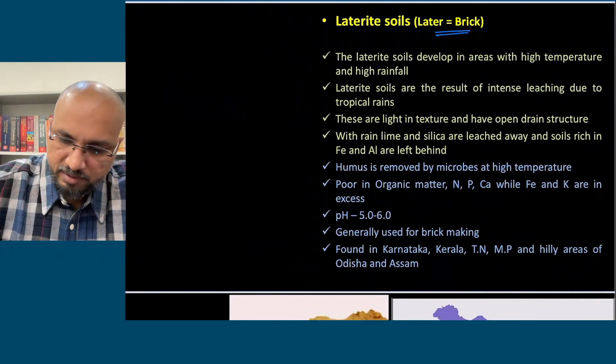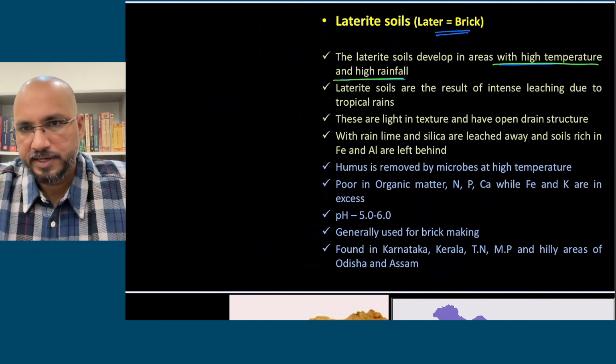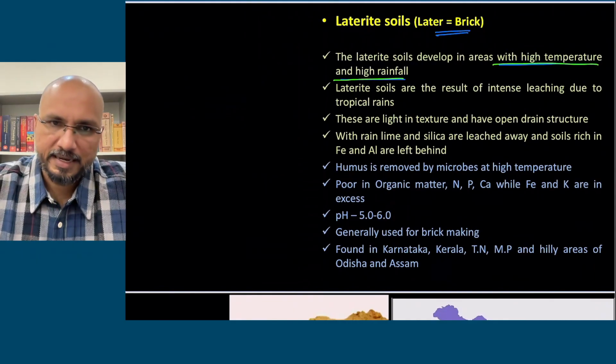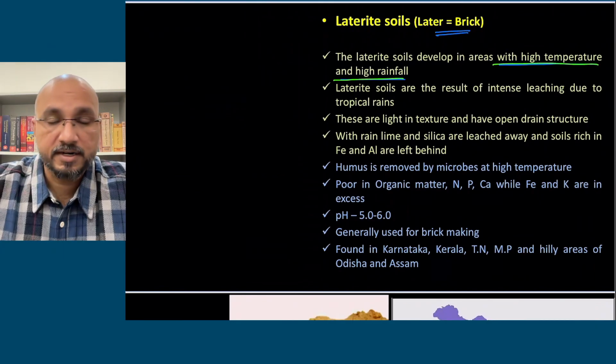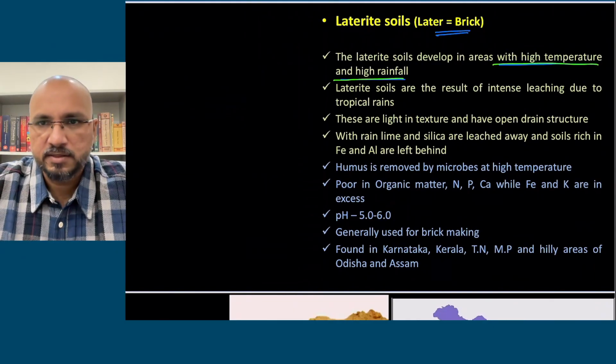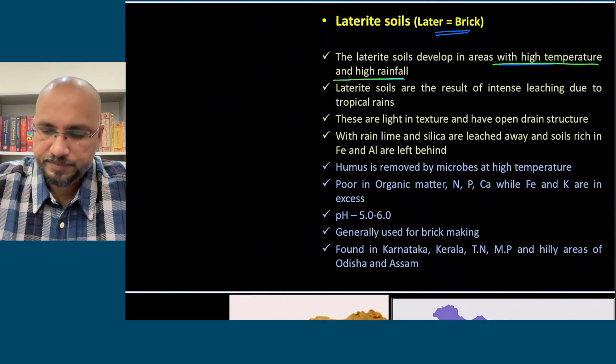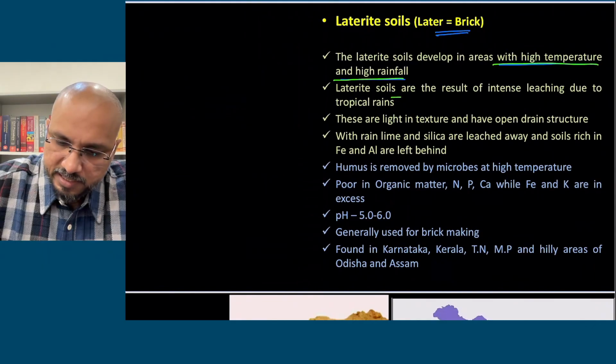So laterite soil develop in the areas with high temperature and high rainfall. So mainly तुमको high rainfall areas जहाँ पर tropical areas में high temperature and high rainfall. So these are the factors which favor faster weathering. So जो भी तुम्हारा rocks है, parent material, it will weather and the water, it will remove the soluble nutrients. जो भी तुम्हारे soluble bases हैं, they will be removed easily. So laterite soils are result of intense leaching due to tropical rains.